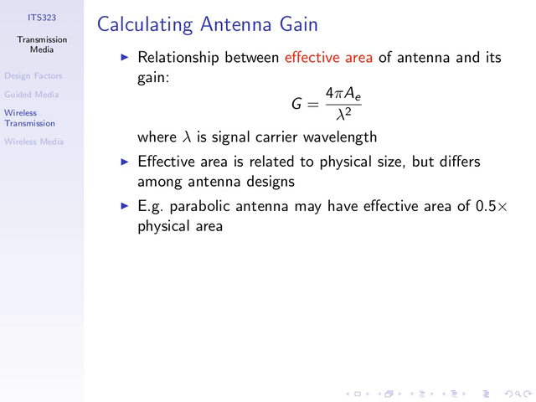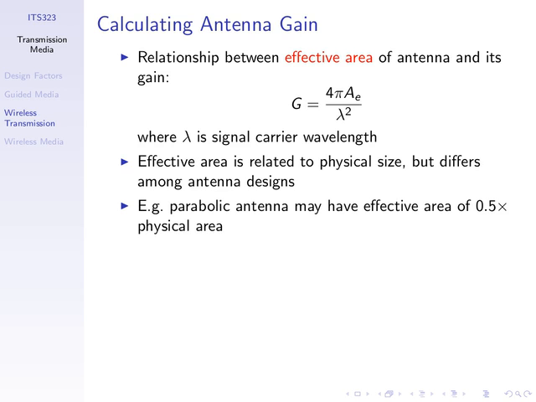In some cases, we can calculate the gain. This is the general way to calculate the gain of any antenna. The gain, the absolute value, not in decibels, is 4 times pi times the effective area of that antenna divided by the wavelength squared. The effective area depends upon the design.